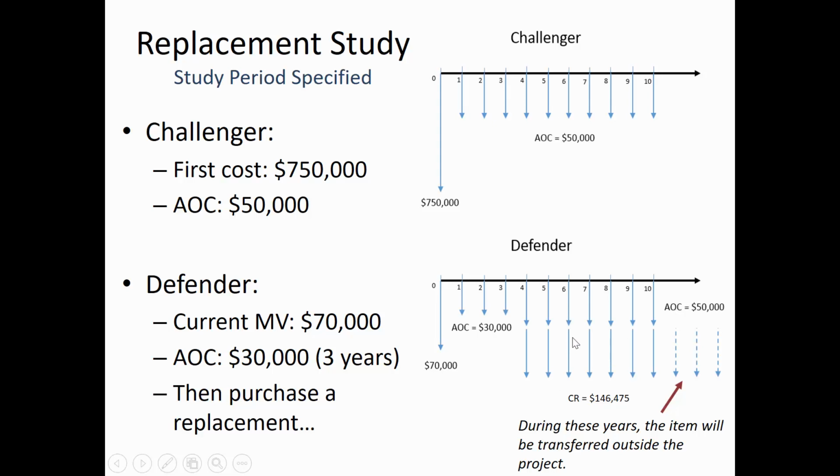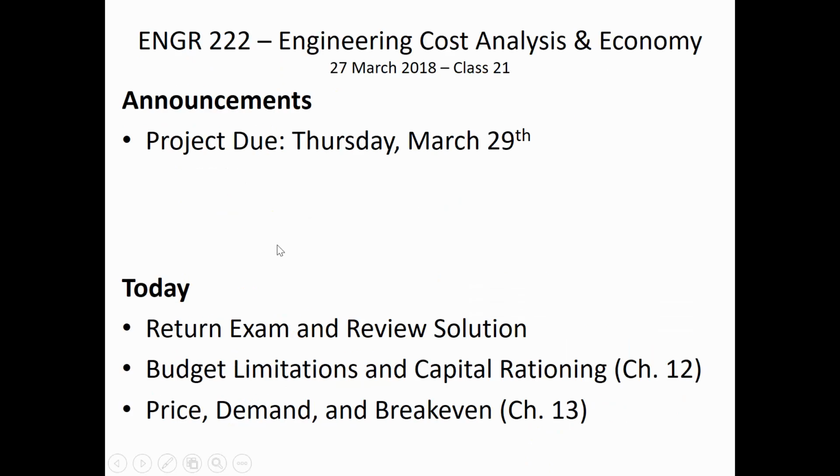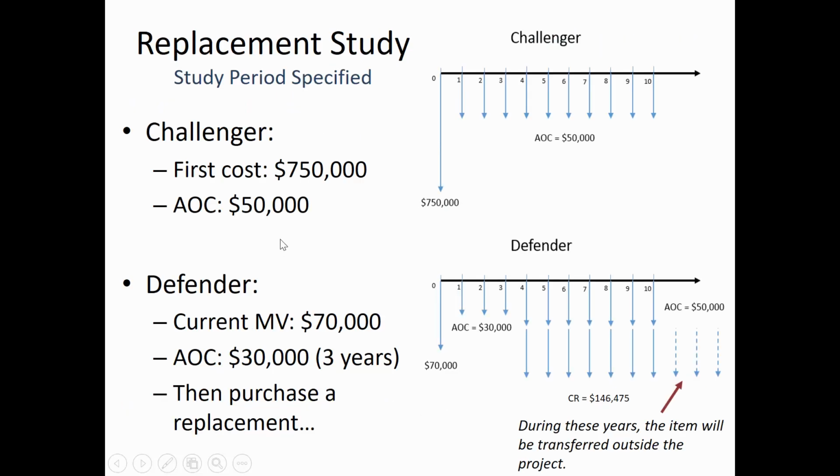Because if all we wanted to do is find out which one is better, we could take everything to the present. And then that would tell us defender is better or challenger is better. But we need more information than just which is better. We need to know which is better and how long to keep it. So we're going to go through the same process as we did on the first in-class exercise.